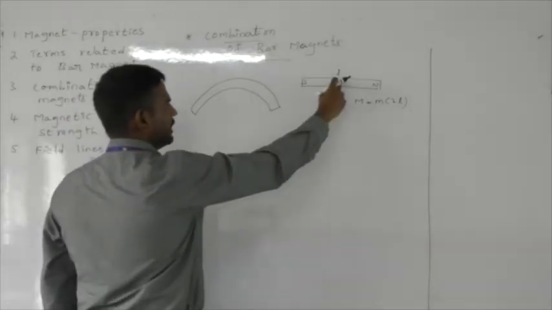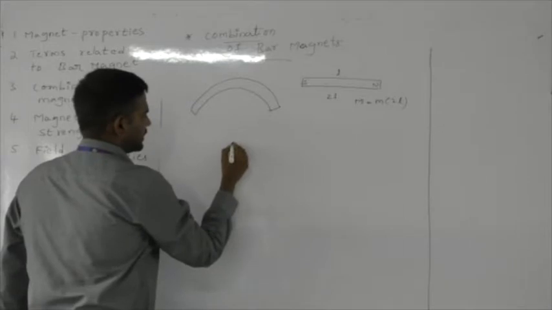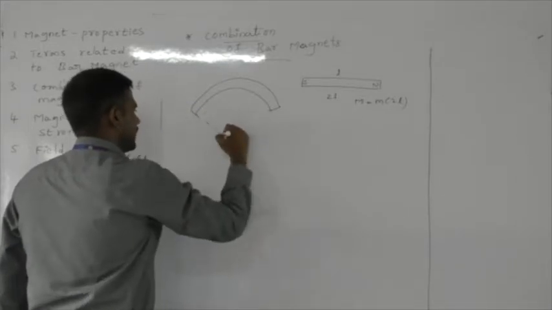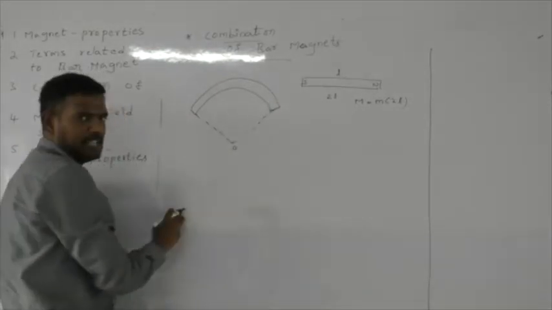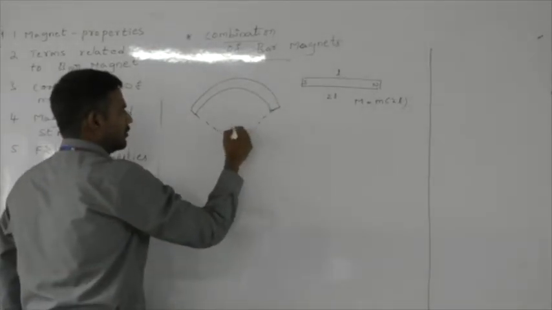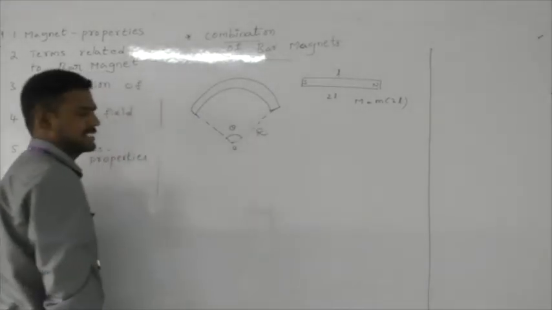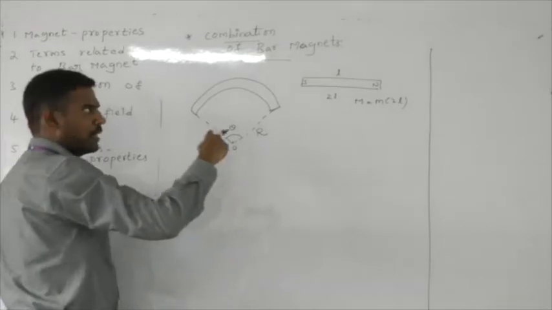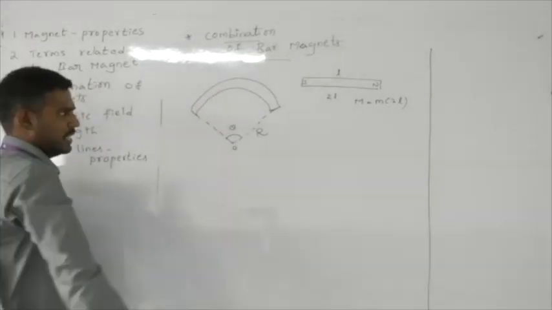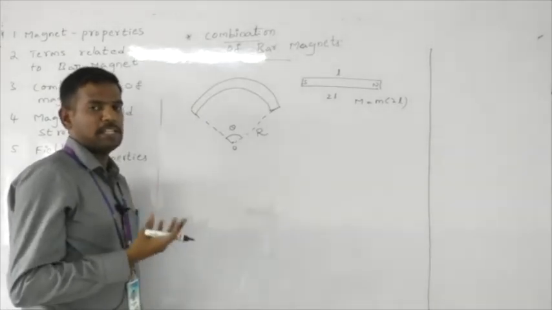Now the same magnetic needle is bent into an arc shape such that at the center, either end of the magnetic needle subtends an angle of theta. And let us suppose R is the radius of the full circle that could be formed by this arc. Now from this information we need to calculate what the magnetic moment is.